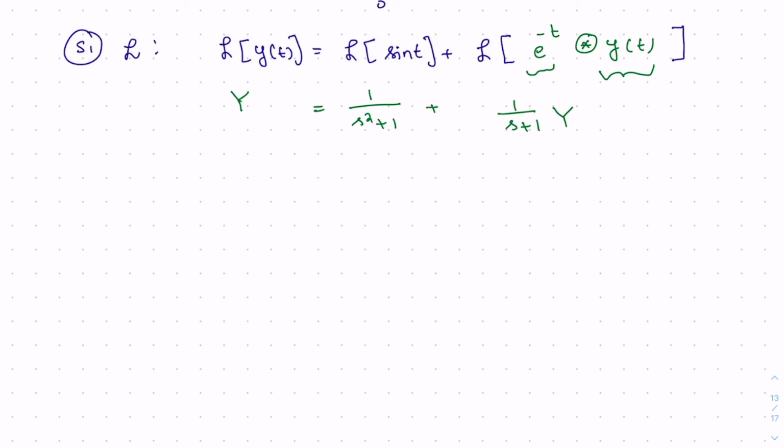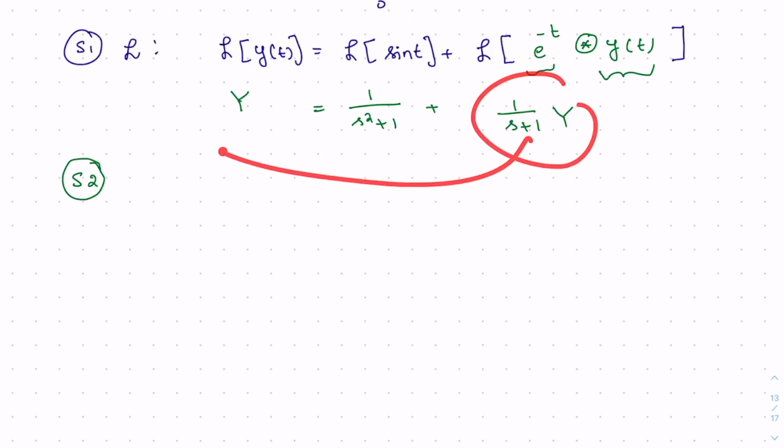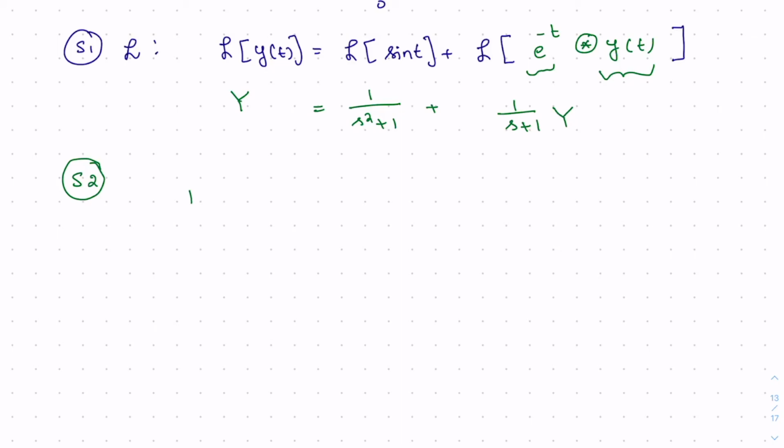The next step is to solve for the cap Y. So I'm going to group all of them together. When I do that, I'm going to move this one to the other side, so it's going to be negative, and I move this one, it's going to be negative. So when I do that, I'm going to have 1 minus 1 over s plus 1 times cap Y is equal to 1 over s squared plus 1.